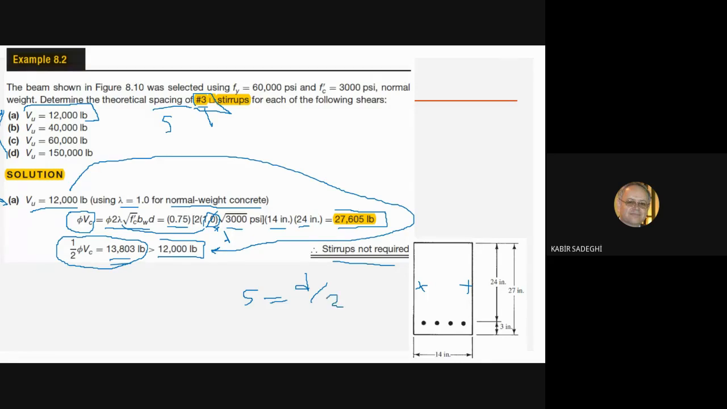This was the solution for part A. Now let's see the solution for part B. Let me erase this ink. I'll ink it in this slide.